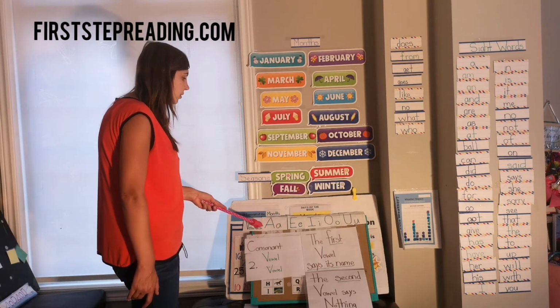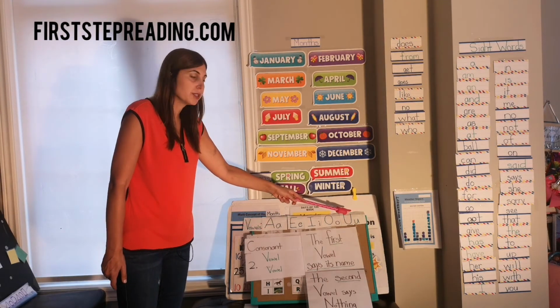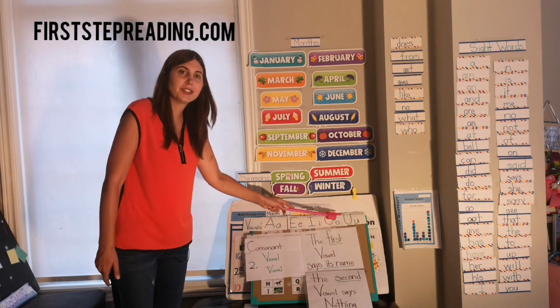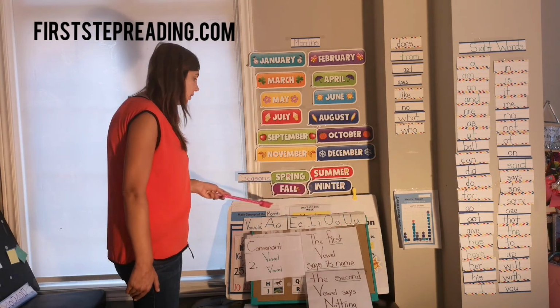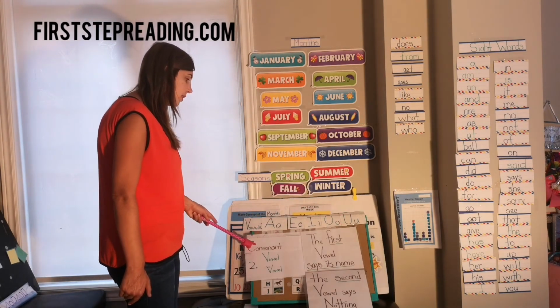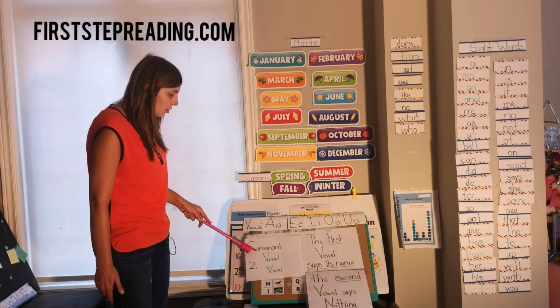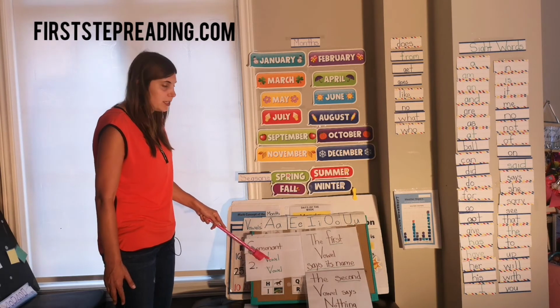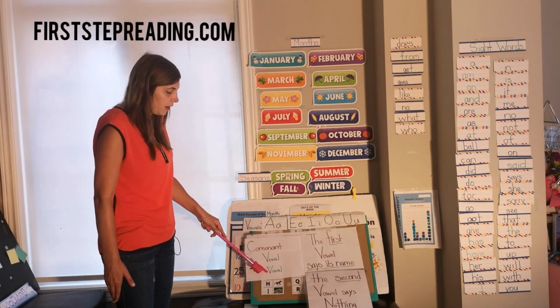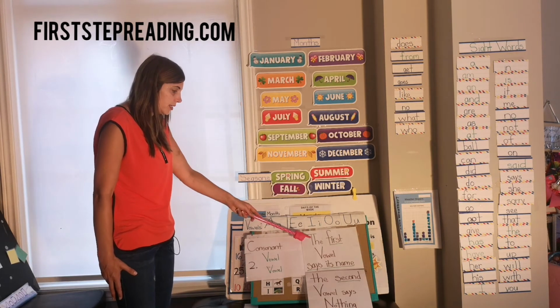So those five letters are our vowels. Any other letter is called a consonant. So in long vowel words, the first vowel says its name and the second vowel says nothing. So let's sing that song.